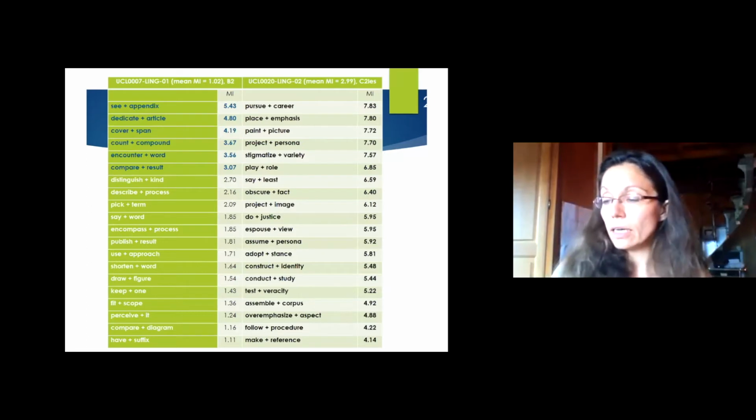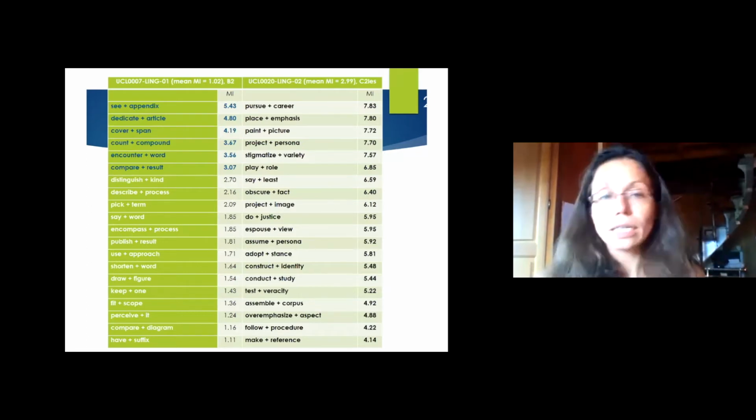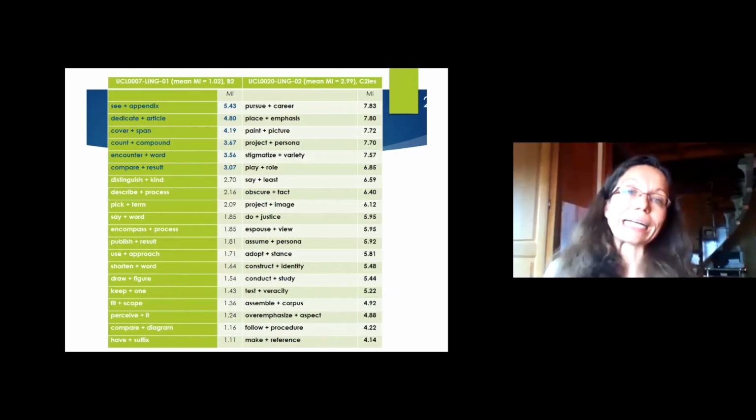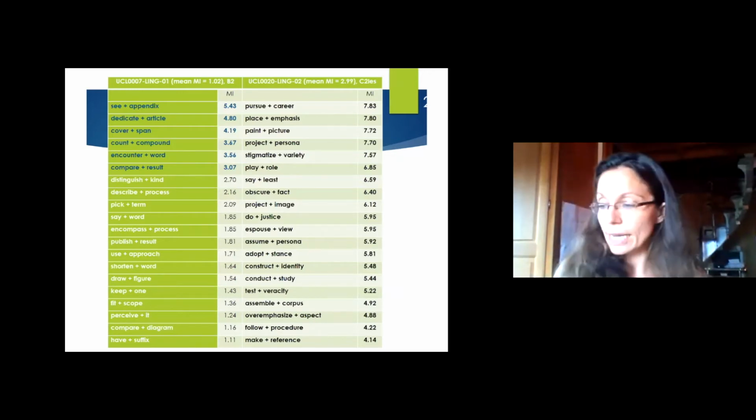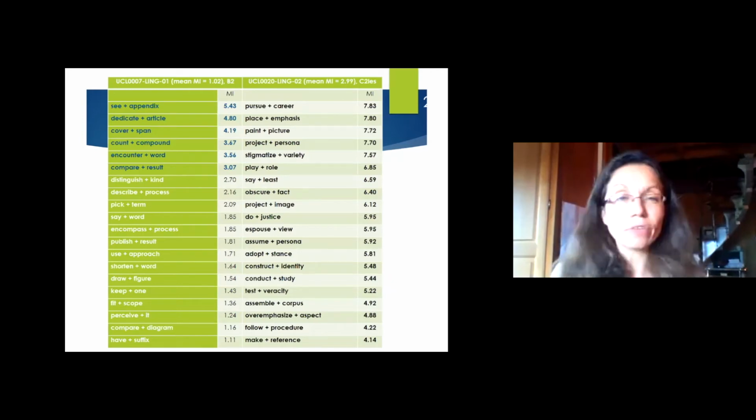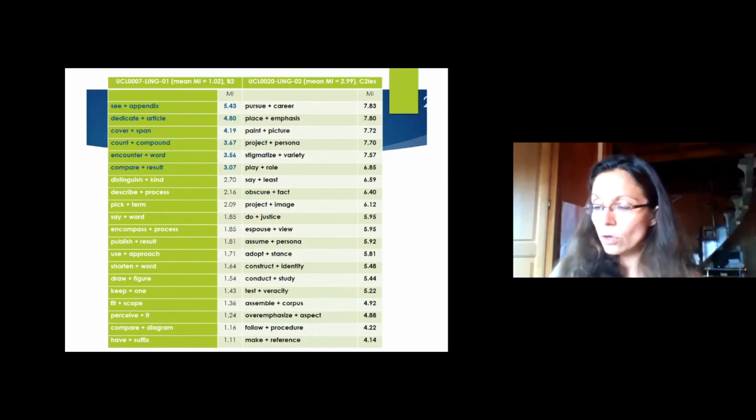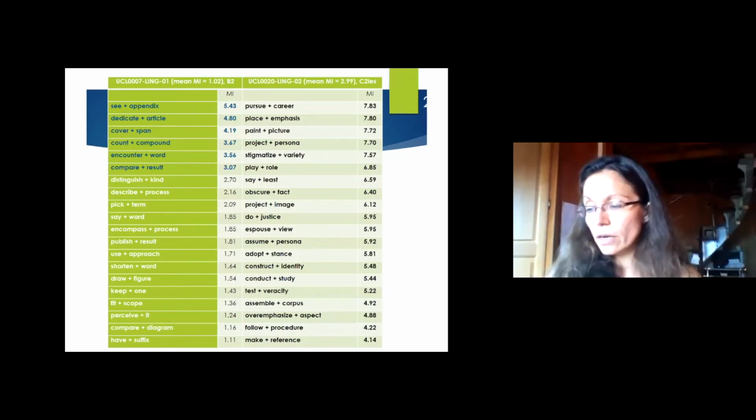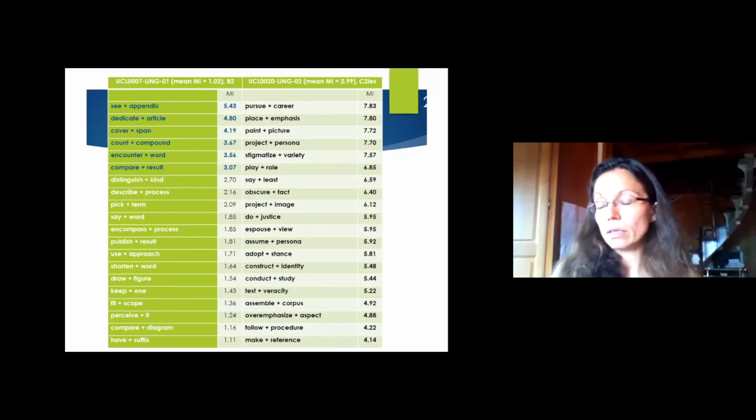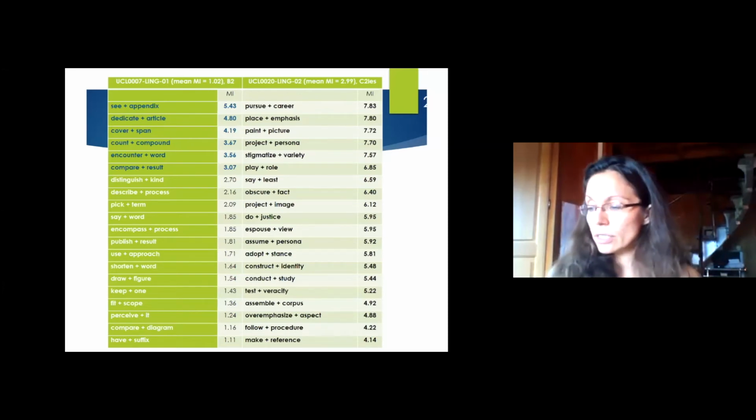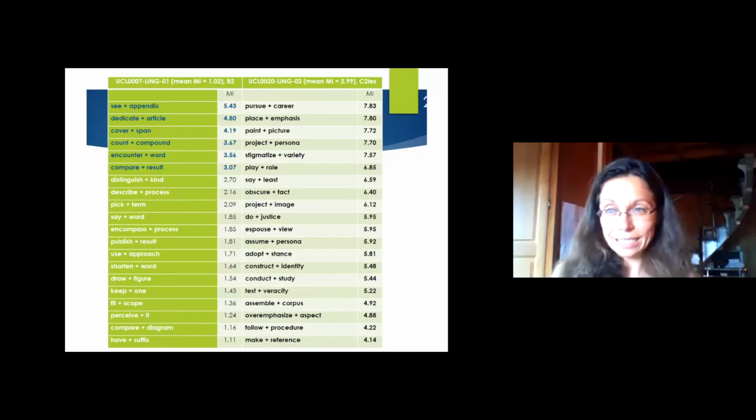To illustrate, this table provides a list of the 20 top-ranked verb plus direct object relations, or dependencies, by decreasing MI score in two learner texts from the VSPA corpus. On the left, you'll find the learner text with the minimum average MI score, and on the right, the learner text with the maximum mean MI score. The text on the left was ranked at B2 by two human raters. The text on the right was ranked at C2.